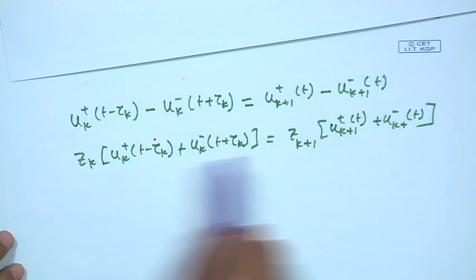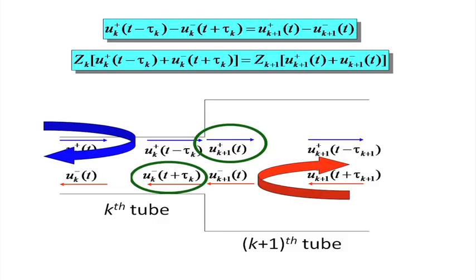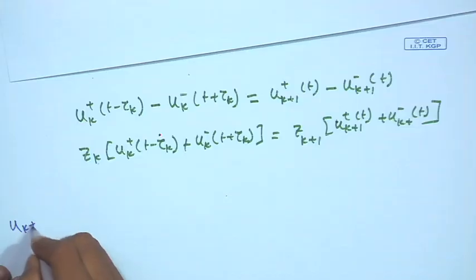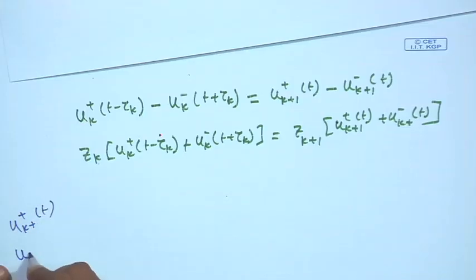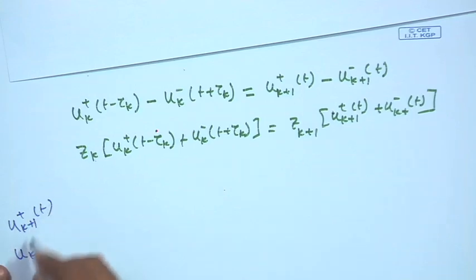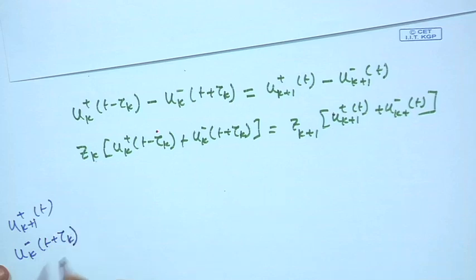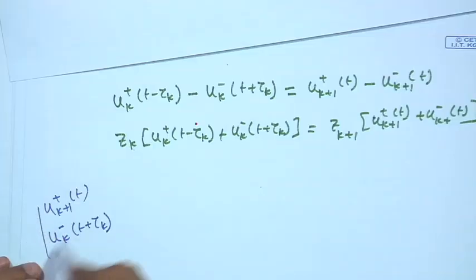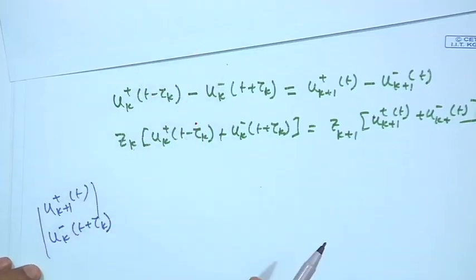Okay. If it is that, then can I solve these two equations for these two? I have to find out u k plus t and u k plus 1 t and u k minus t plus tau k. The expression for the reflected backward wave at the kth tube, and the expression for the forward wave at the k plus 1 tube. These two things I have to deduce from these two equations.